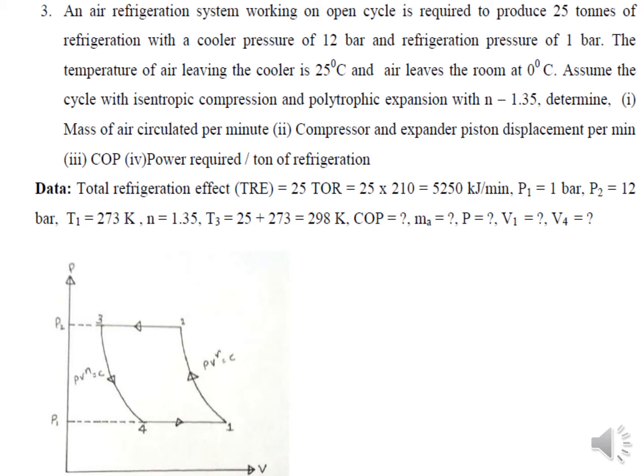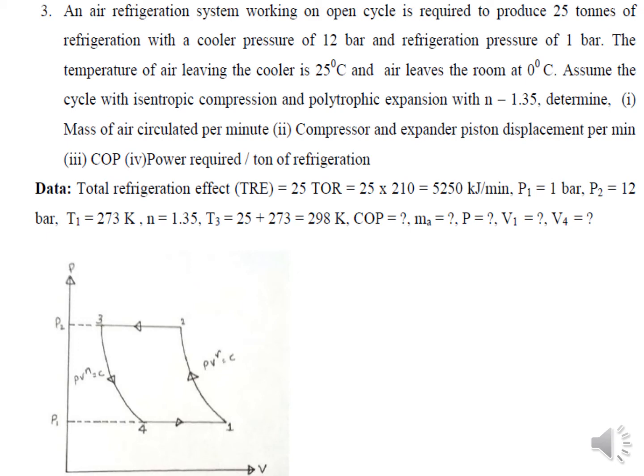So understand all the things. Temperature of air leaving the cooler is which temperature? Cooler, if it is leaving, it is T3. Leaving the air means it is air from the room, which means the room temperature is the initial temperature, 0 degree.